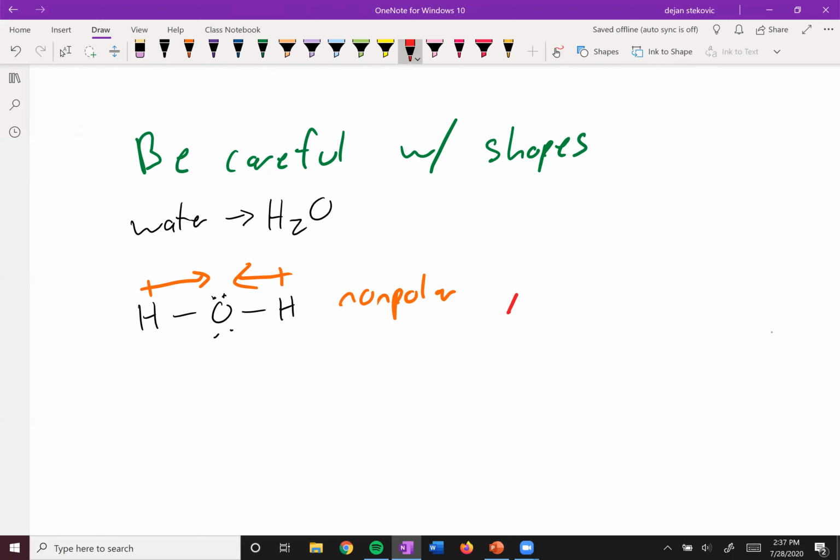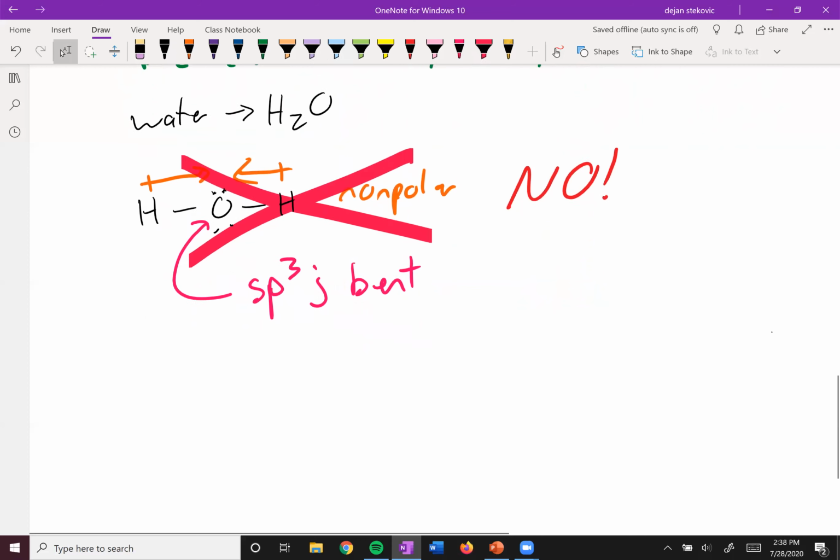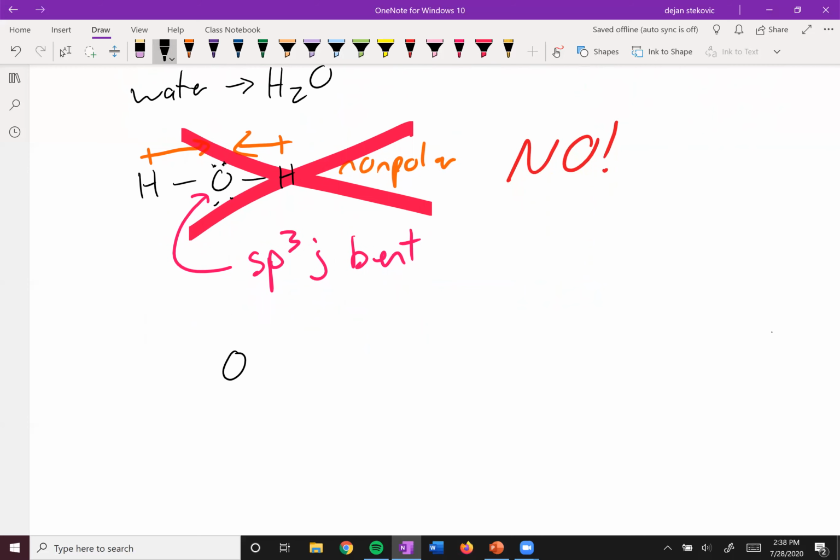But this is wrong, right? This is wrong. And the reason that it's wrong is that we have to think about the shape. This carbon in the center is sp3 hybridized, and so it has a bent molecular structure, or the tetrahedral electron structure. So the real way to draw water is something like this, where one of these lone pairs is going into the board, one's going out.